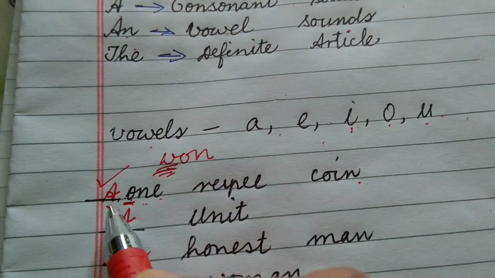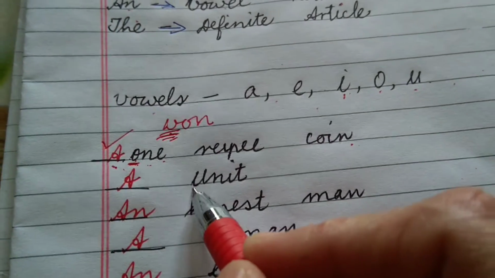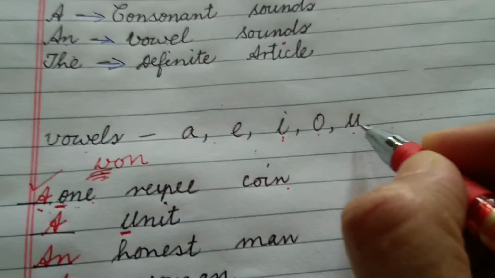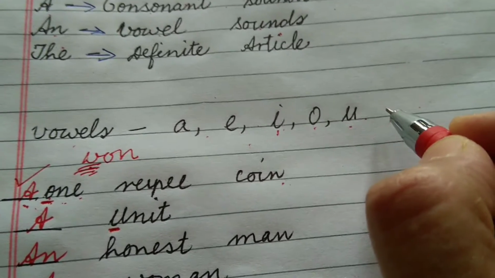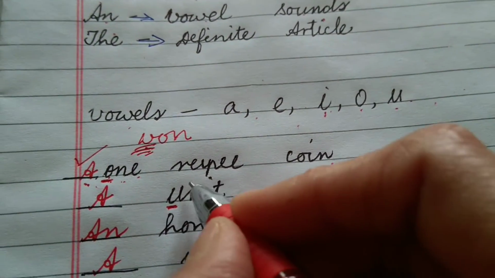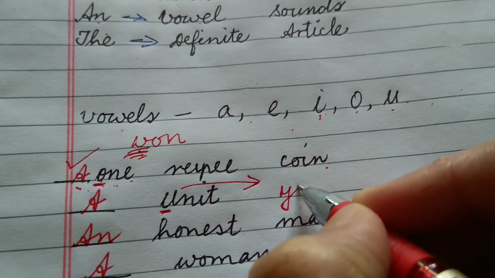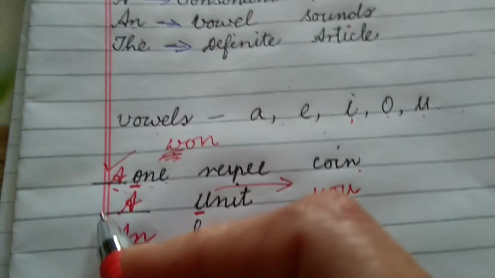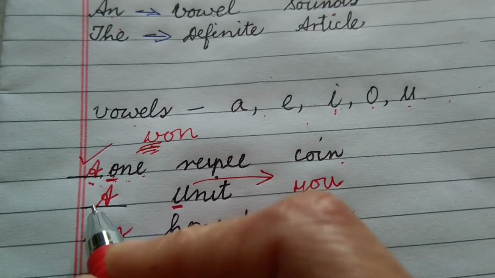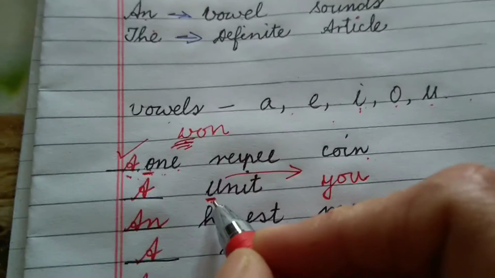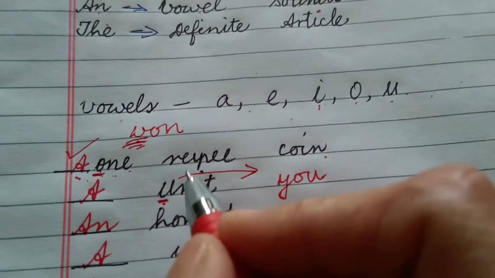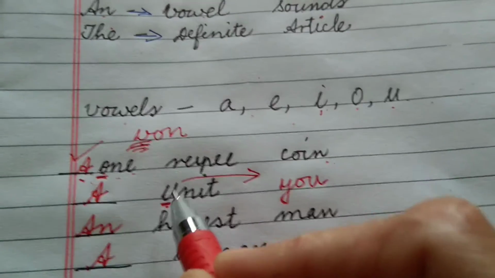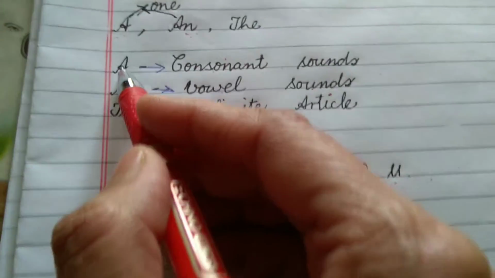So a is used. Here, U is a vowel, and the sound of the vowel U is A. U for umbrella, A. But here it is giving you the sound of Y-O-U, you. Understood? So, a is written: a unit. Because though it is a vowel, it is giving you the sound of a consonant. So a is used because before consonant sounds, we have to write a.